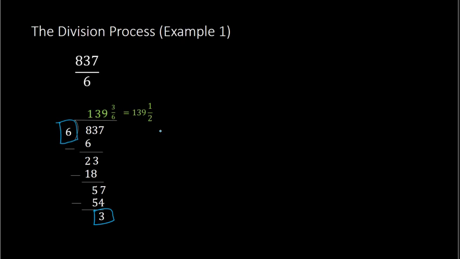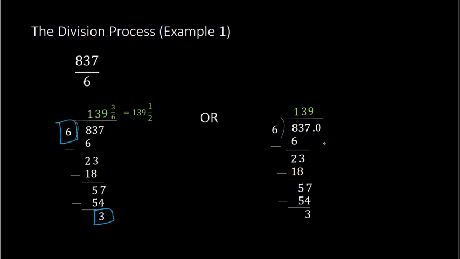So we can write it as a fraction as we see here, or our other option is, once we have gone through this whole process and get to the 3, we can keep going to get a decimal. To do that, we would have to put a point and then a 0 at the end of 837. Then we continue the process where we bring down the 0 to get 30, and we see how many times 6 goes into 30.